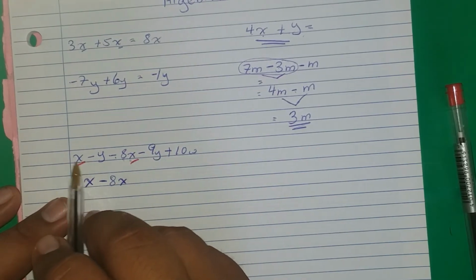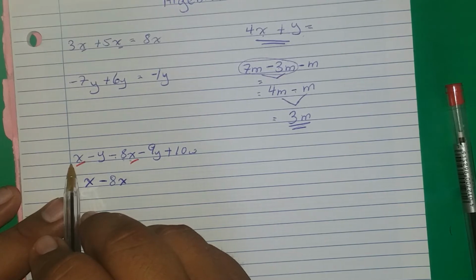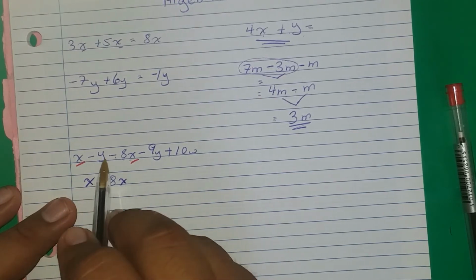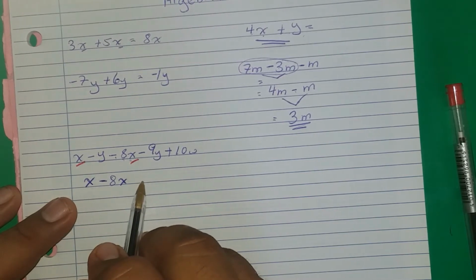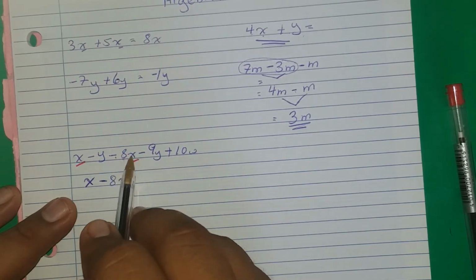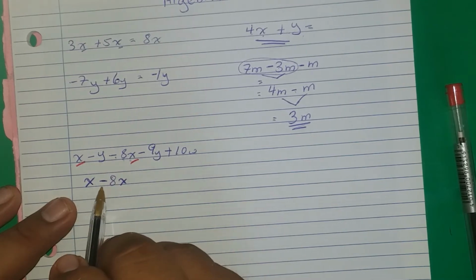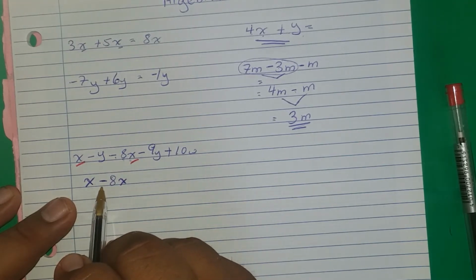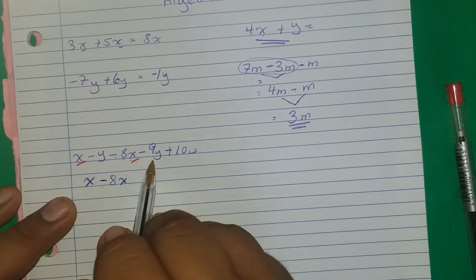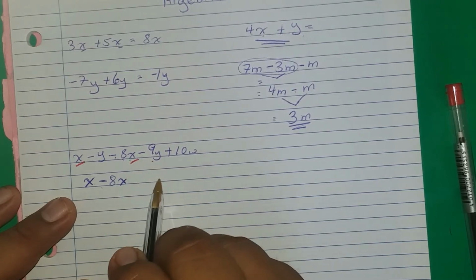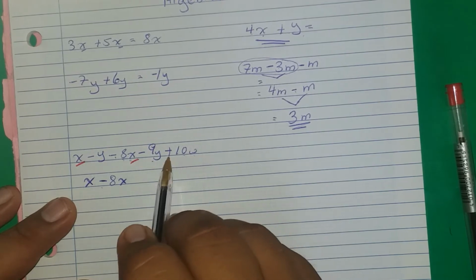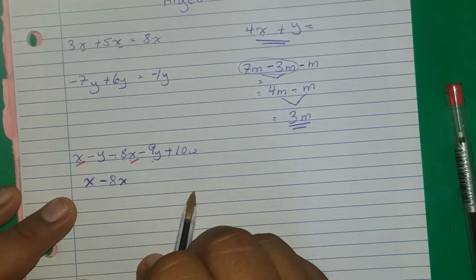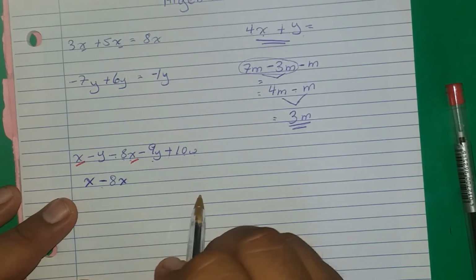This x here, you can notice it is positive, so whenever you bring it down, it is positive. This y here is negative, so whenever you write it down, it is going to be negative. See, the 8 here is negative, so when you write it down, it is negative. This 9 here is negative, so when you write it down, it's negative. And then this 10w here is positive, so whenever you write it down, it is going to be positive, right?